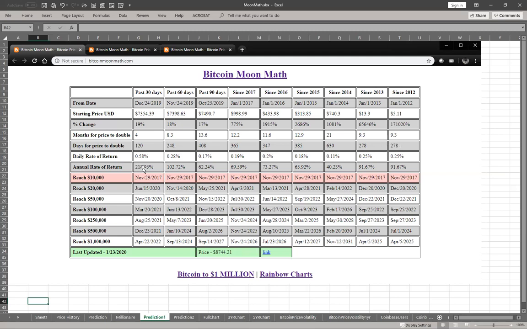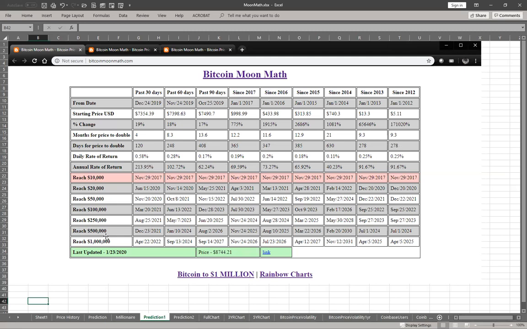The annual rate of return, looking back: right now we're on a good run the last month since Christmas. But overall, it's a 90% increase per year on average since 2012, which would be the last 8 years. This is just a prediction based on the past rate continuing in the future.